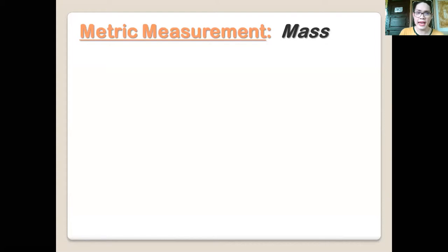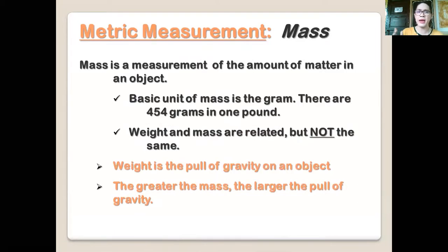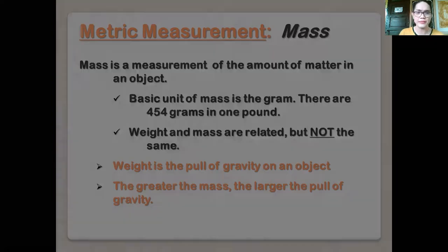And now for the mass, metric measurement. Mass is a measurement of the amount of matter in an object. The basic unit of mass is the gram. There are 454 grams in 1 pound. Weight and mass are related, but not the same, because weight is the pull of gravity on an object. There is gravity acting on a weight, but in mass, there's no gravity. So the greater the mass, the larger the pull of gravity. Take down note of that.